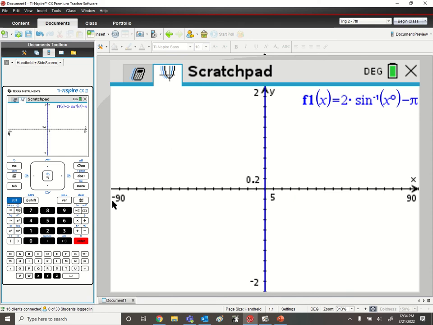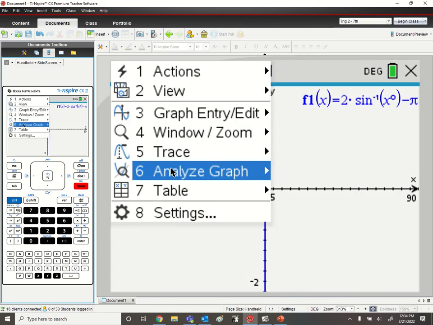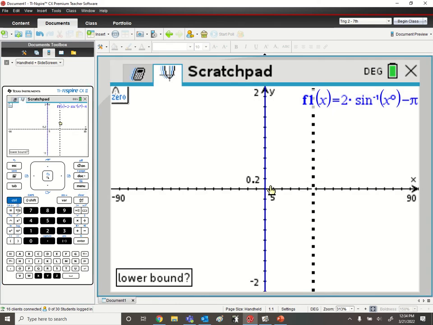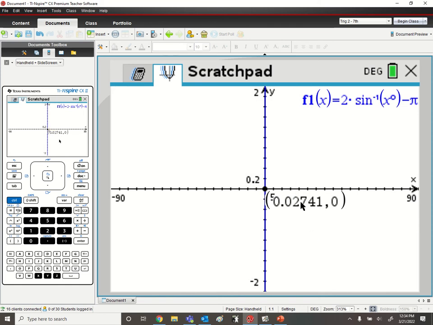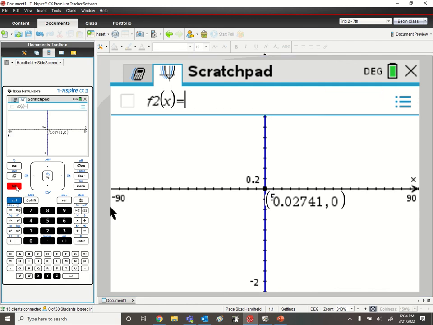One solution. Menu, analyze, 0. So it comes out to be this right here, but I think there's a typo on this because I think it should be 0. Let me go back and hit the tab on this.